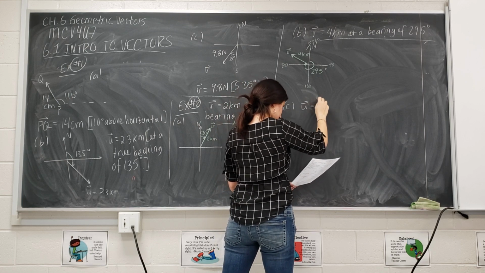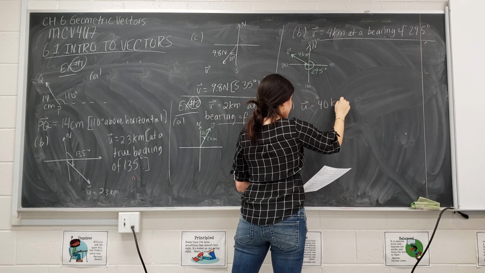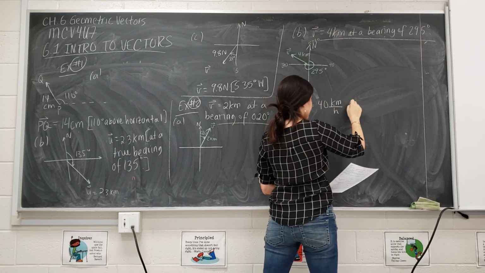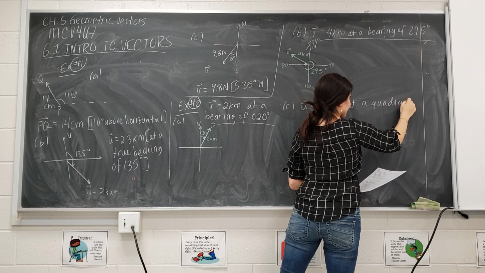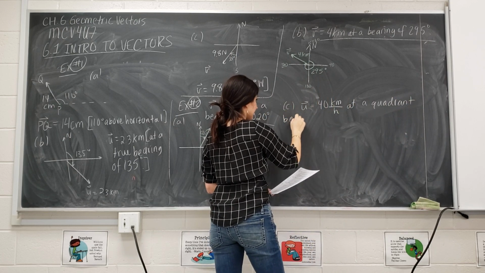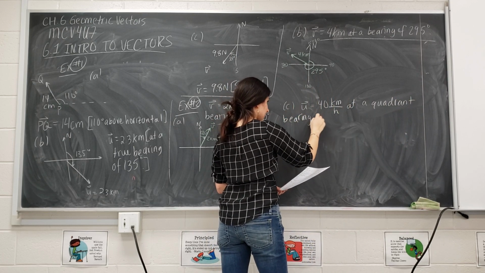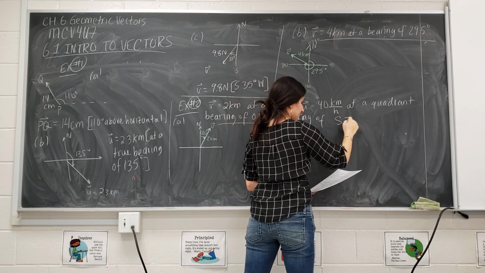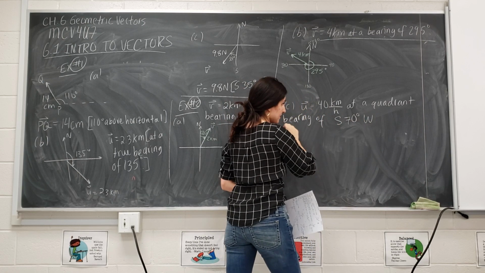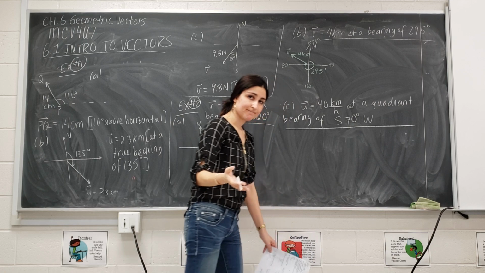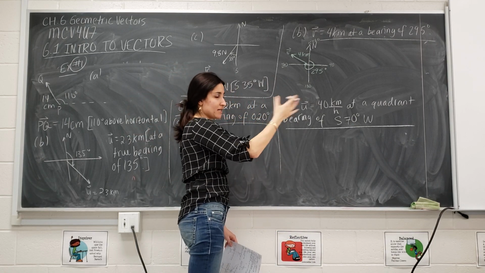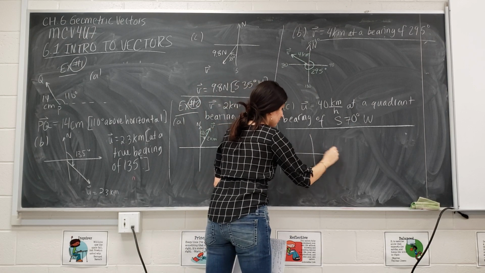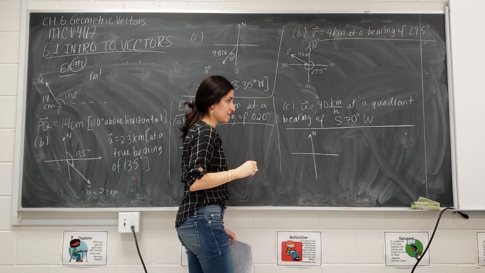U is equal to 40 kilometers per hour at a quadrant bearing of south 70 degrees west. Okay, I know that's a quadrant bearing because I'm given south or north first and then an angle east or west. So, draw my compass directions.